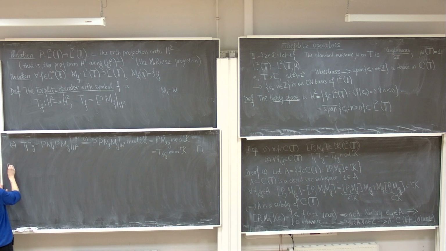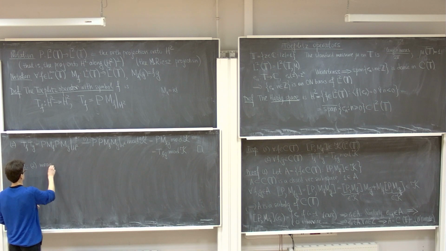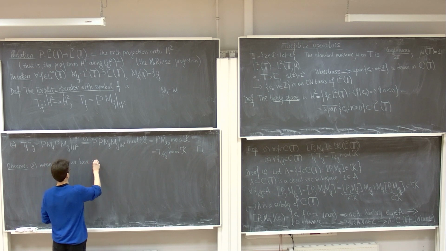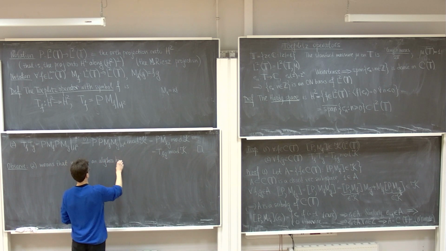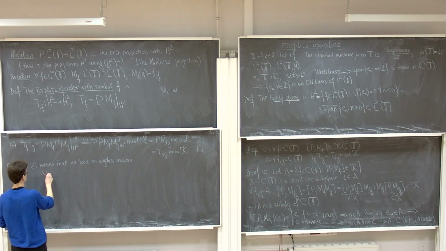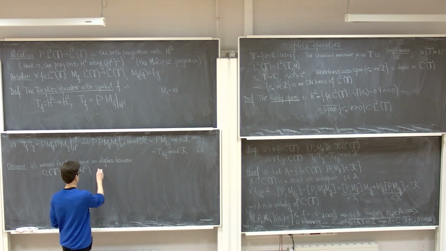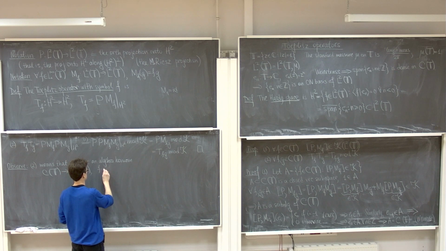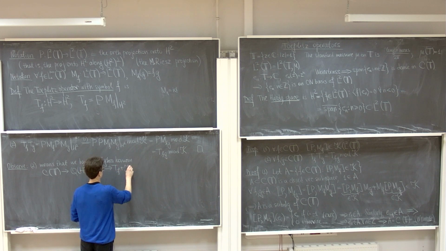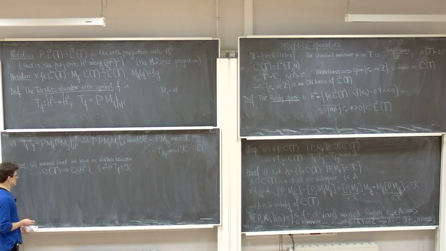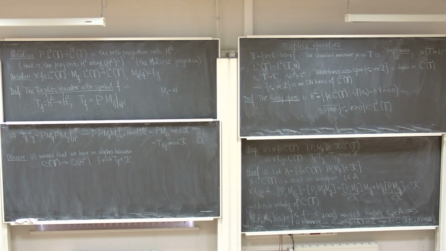By the way, let's observe that the second part of our theorem means that we have an algebra homomorphism from C(T) to the Calkin algebra of the Hardy space, which takes f to T_f plus K. This is just an equivalent form of the second part of our result. Okay, now we're ready to prove the index formula for Toeplitz operators.